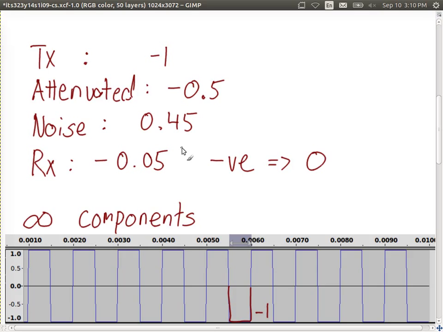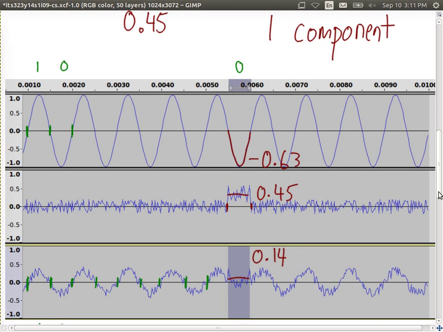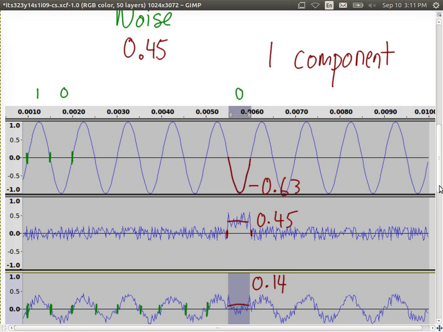Whereas with the sine wave, how much noise was needed to cause a bit error on average? I'll show you the numbers just to remind you. On average, how much noise is needed to cause a bit error with the sine wave? It needs to be greater than what? I think greater than half of this, so 0.315. We had a greater than 0.315, 0.45 caused a bit error. If it was 0.1, it would not cause a bit error. Okay.